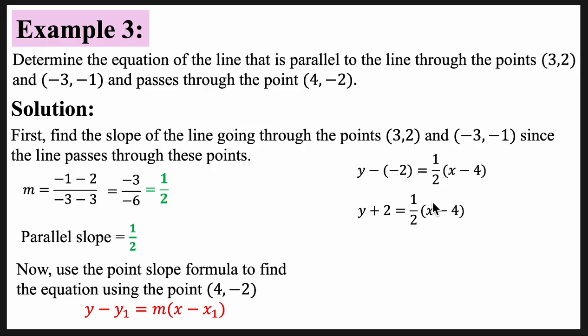Distribute the 1/2 here to get this. And the last step would be to subtract 2 on both ends to isolate the variable y. So y equals, in this case, 1/2 x minus 4. So if two equations have the same slope, they are parallel to one another. That means they don't intersect, but they have different y-intercepts.